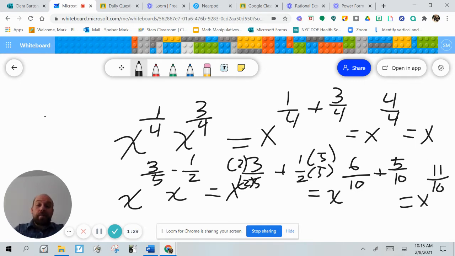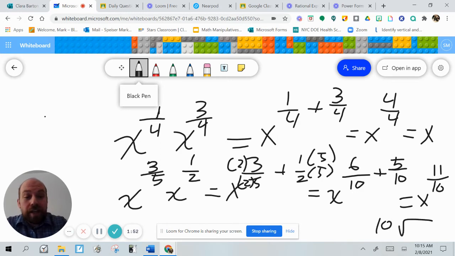So remember, when you multiply exponents, you have to add the powers. Doesn't matter if they're fractions or whole numbers. And you got to remember how to add the exponents. So okay, you need a common denominator when you add, and practice with them. And remember from the last video, x to the 11/10 is just the 10th root of x to the 11th.